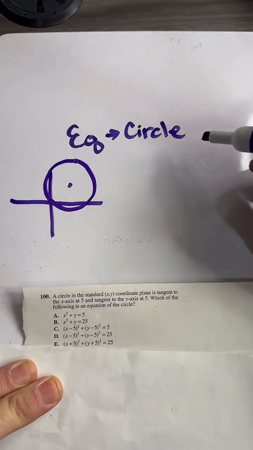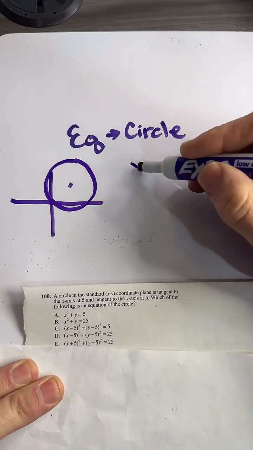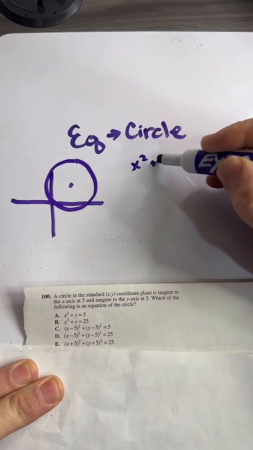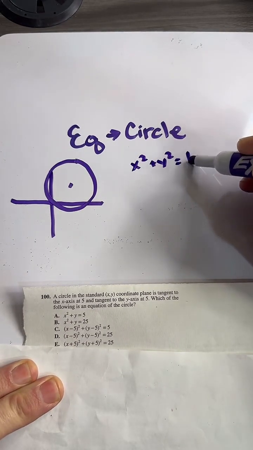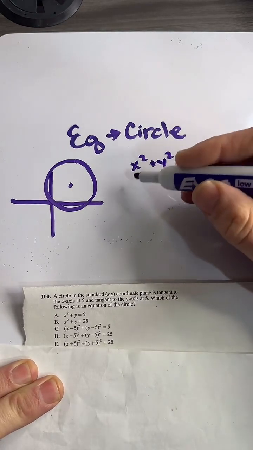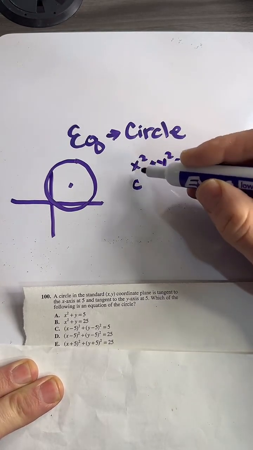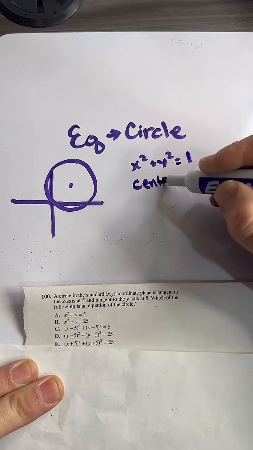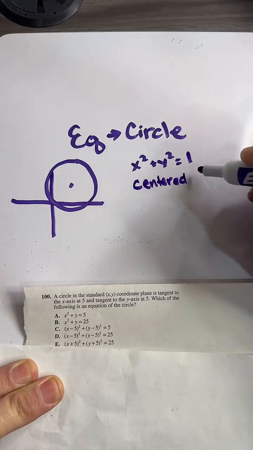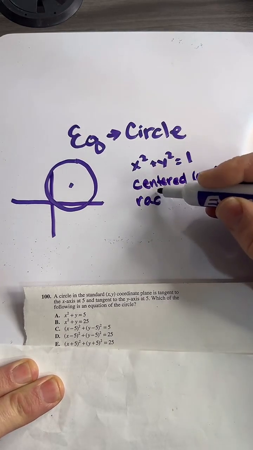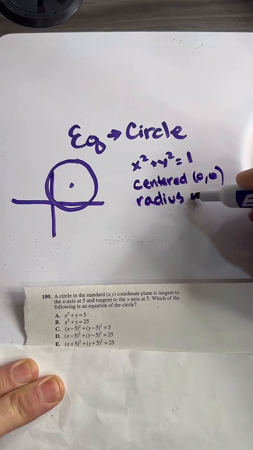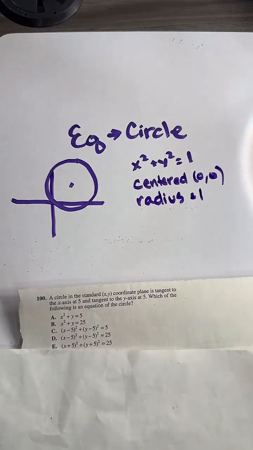So, equation of a circle. What we have is the basic x squared plus y squared equals 1. This is centered at 0, 0. It has a radius of 1. Whenever you start moving things around, that's when we shift our equation.